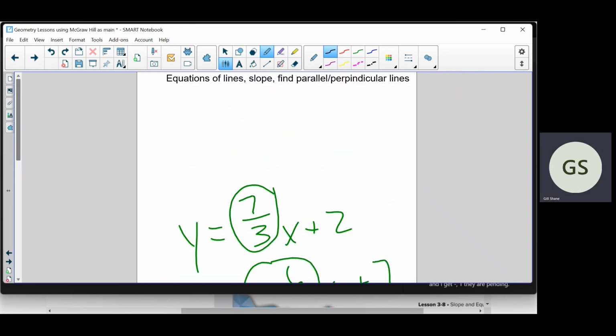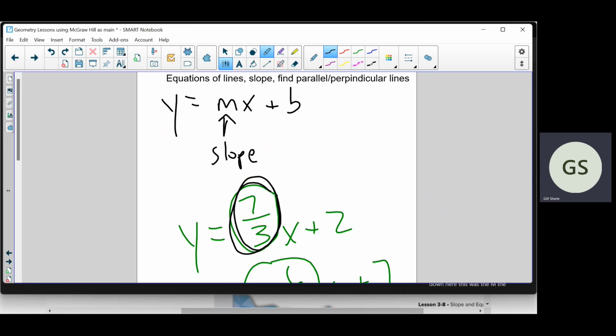What else do we need to go over? So equations of lines we did. Well, we didn't do equations of lines. So y equals mx plus b is the one I was just talking about. That's called slope-intercept form. M is the slope, which is what I just showed you down here. This was the m, the number in front of the x.